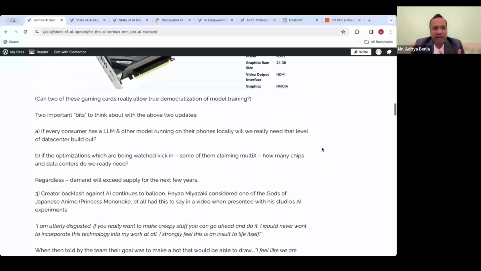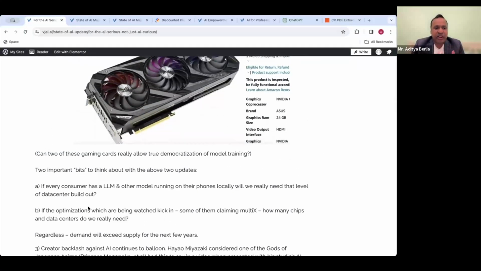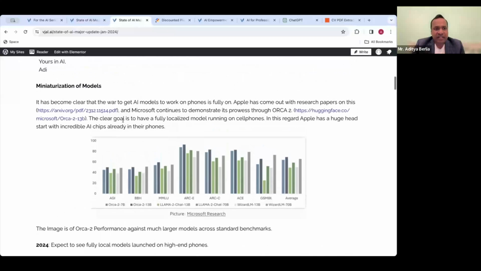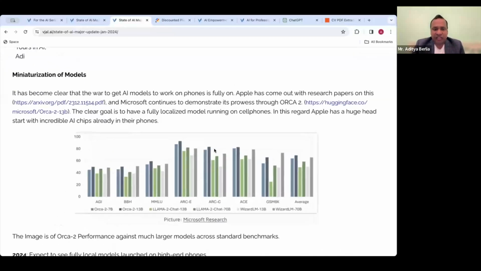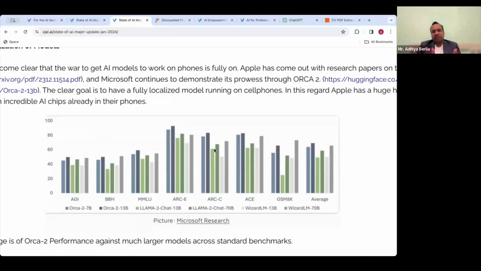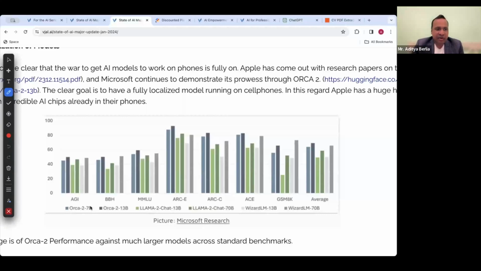The other thing, however, is, what happens if every consumer really starts running large language models on their own phones locally? And that's where Apple is going. That's where Google, Samsung, Xiaomi, and all are going. And if you remember the update from earlier this year, you had Microsoft come out with Orca 2, which was a 7 billion model, right? Which is successfully competing very well on a large number of options with even the large Llama 2 models, which is sort of the open source standard at the time, right?